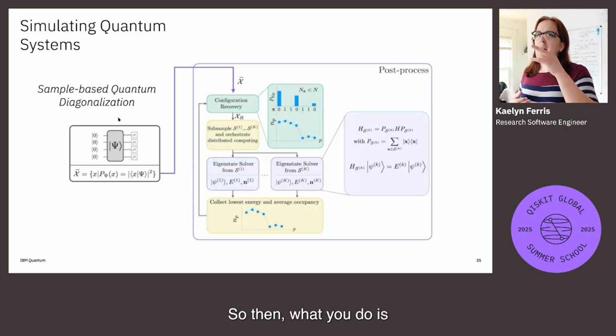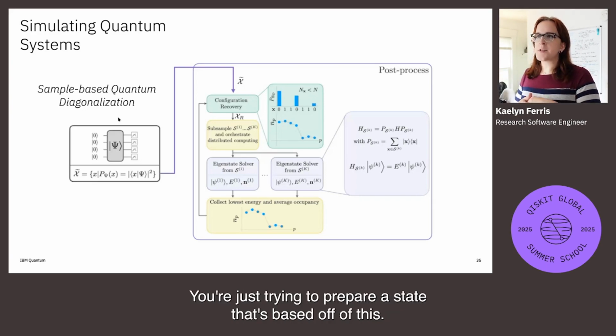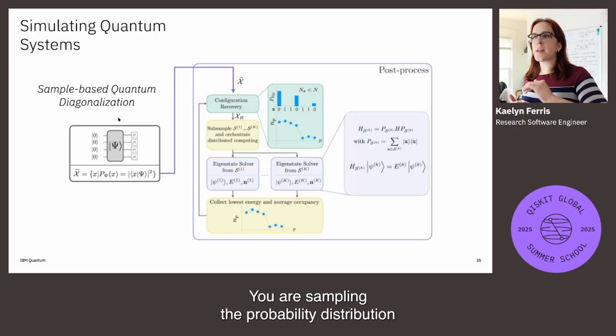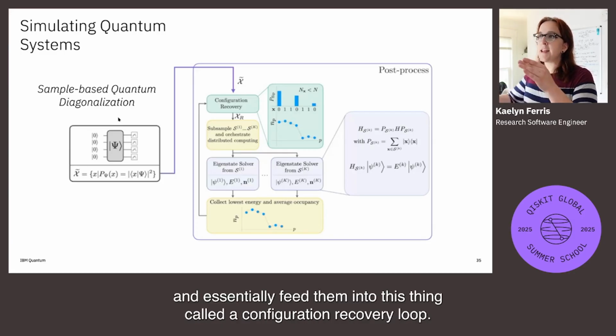So then what you do is you take this ansatz. You're not varying anything. There's no parameters. You're just trying to prepare a state that's based off of this. You're sampling the probability distribution from that state, and you're going to take those results and essentially feed them into this thing called the configuration recovery loop.